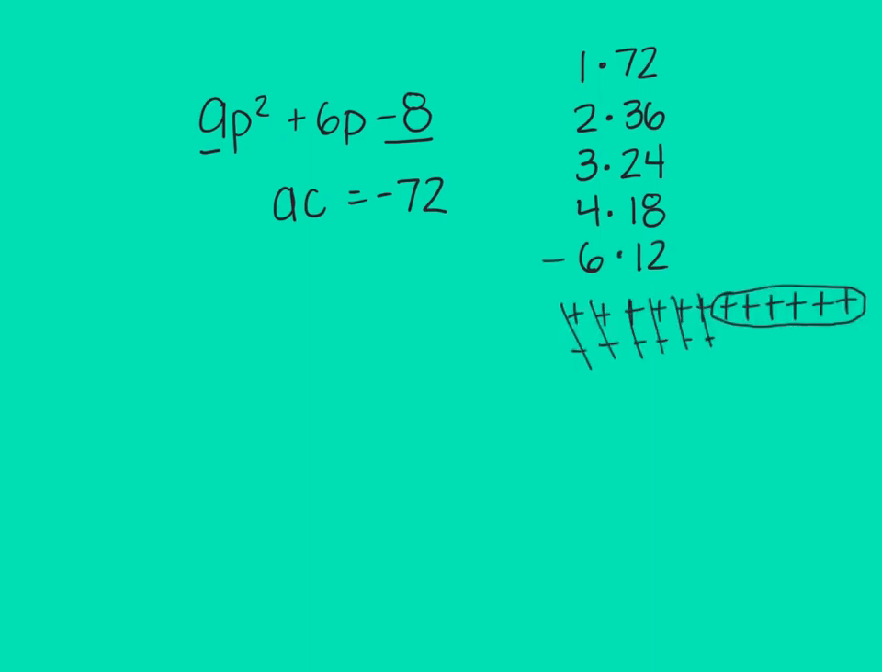Here I just drew a little diagram of that. If you weren't quite sure what I was meaning by that, if we have 12 positives and 6 negatives, they will add to get positive 6, and they will multiply to get negative 72.